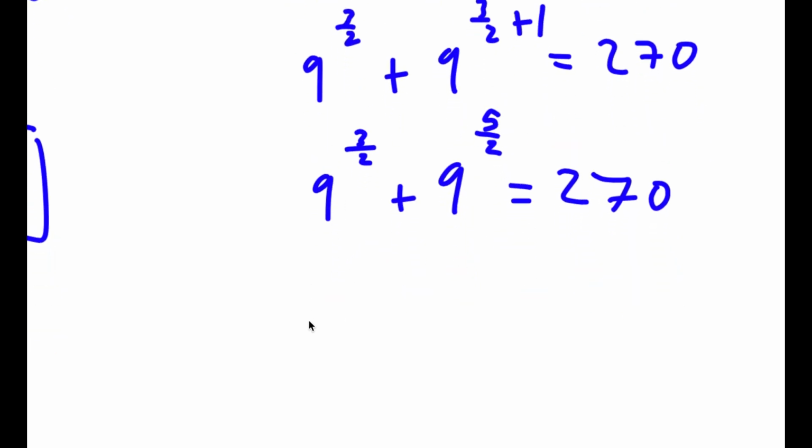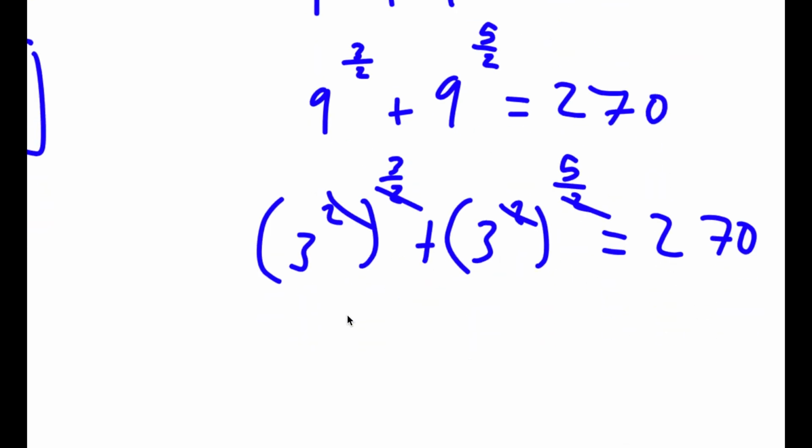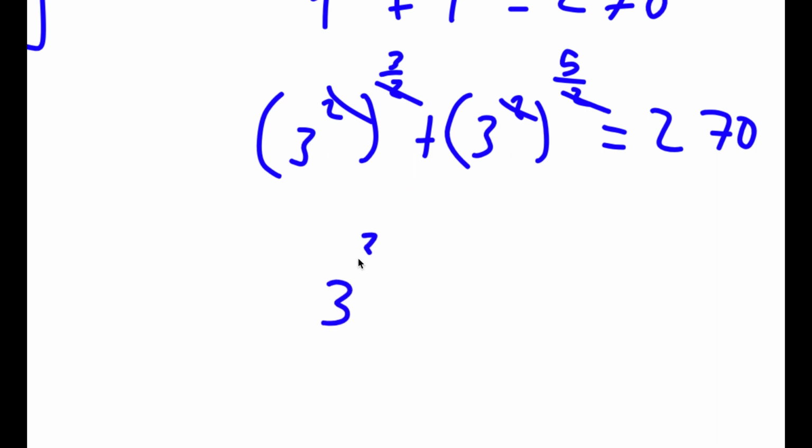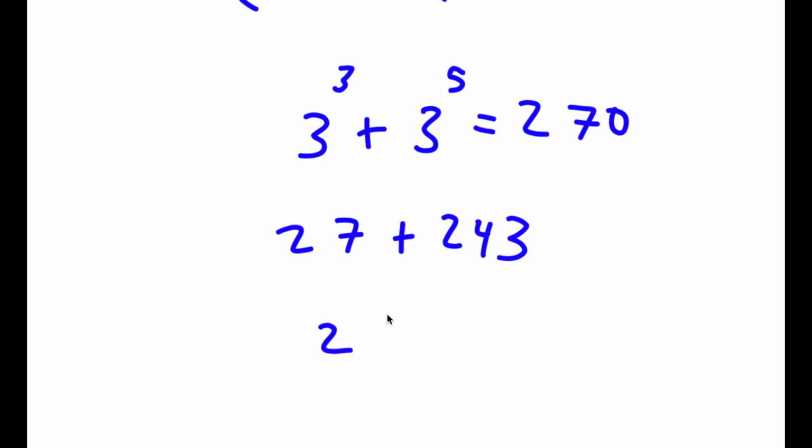Now, 9 is the same thing as 3 squared, so I have 3 squared to the power of 3/2 plus 3 squared to the power of 5/2 is equal to 270. These 2's cancel out, these 2's cancel out, so now I have 3 to the power of 3 plus 3 to the power of 5 is equal to 270. Now, 3 to the power of 3 is 27, and 3 to the power of 5 is 243. And 27 plus 243 is 270. So 270 equals 270.